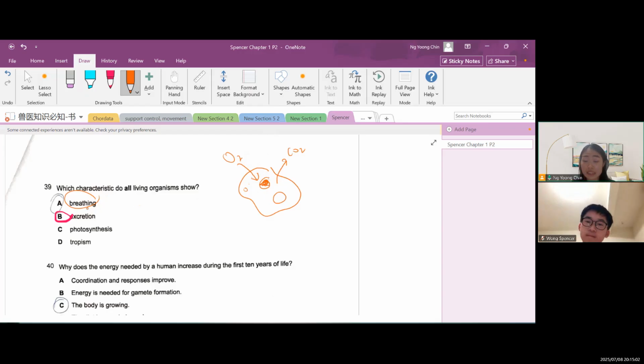Because excretion, they are able to carry out in all living organisms, including the complex forms and the simplest forms, which are the bacteria and the protozoa. Are they able to do this? So the answer is B.